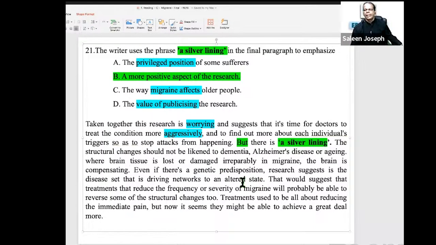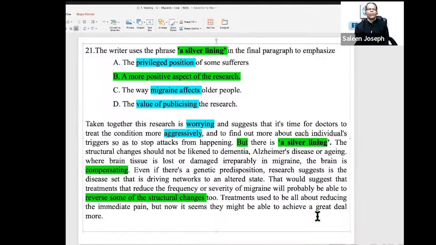Even if there is a genetic predisposition, research suggests it is the disease that is driving networks to an altered state. That would suggest that treatments that reduce the frequency or severity of migraine will probably be able to reverse some of the structural changes, compensating. All these are positive, right? Do you understand the silver lining? Though they say some brain cells will die during migraine, it is not like aging or dementia or Alzheimer's disease, and the brain will compensate. Even structural changes in the brain can be reversed with treatment. So that's the silver lining.